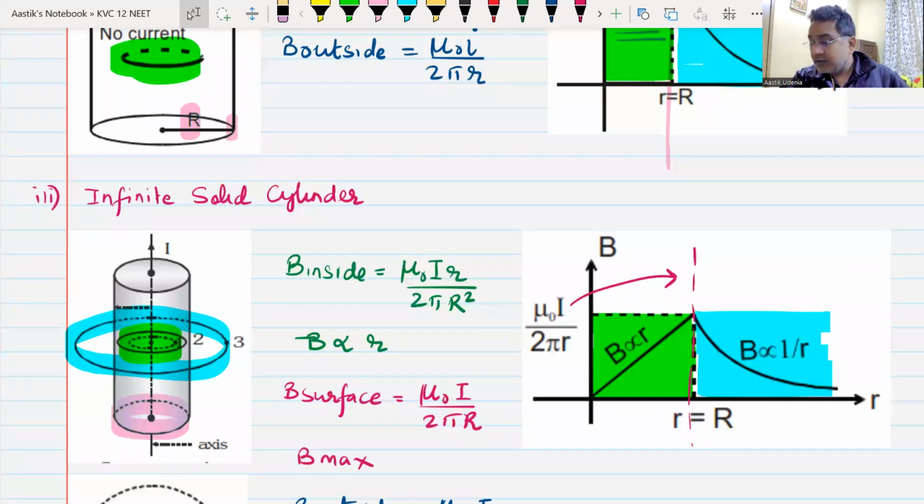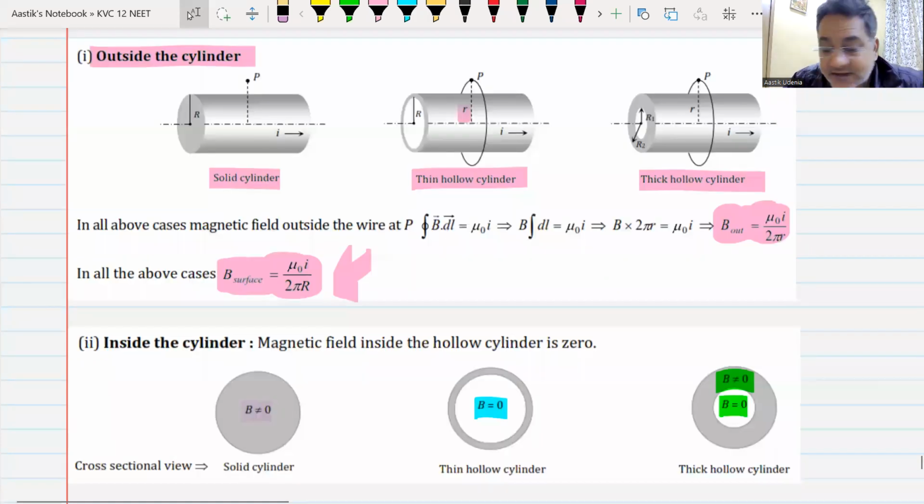If we have a solid cylinder, a solid wire, then the magnetic field inside is directly proportional to r. At the center, on the axis, it is 0. It is maximum on the circumference. Then we saw these three revolutionary diagrams where we saw everything put together. Do you remember this?